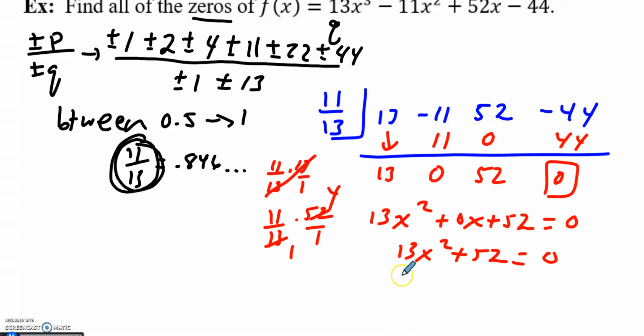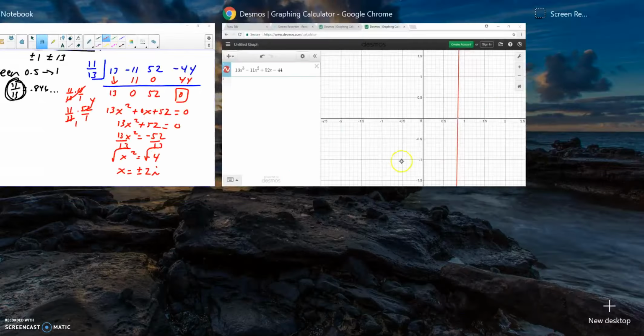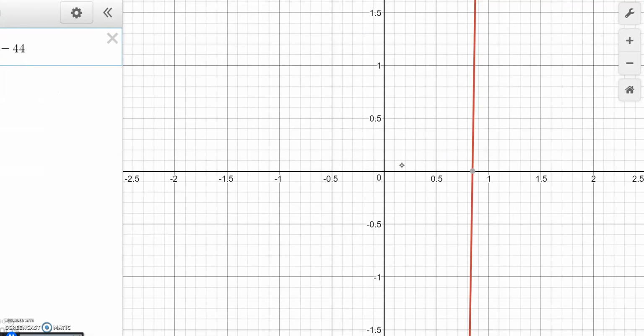So I'm going to get 13x squared equals negative 52. Divide by 13. And if I do that, I would get x squared equals negative 4. And if I take the square root of both sides, I would get x equals imaginary numbers, specifically plus or minus 2i. Now it makes sense that my answers here were imaginary because if I look back at the graph, I only had one time that this graph actually crossed, which means the other two were not real, so they could not actually go on the x-axis.